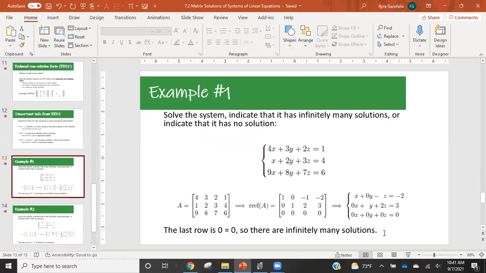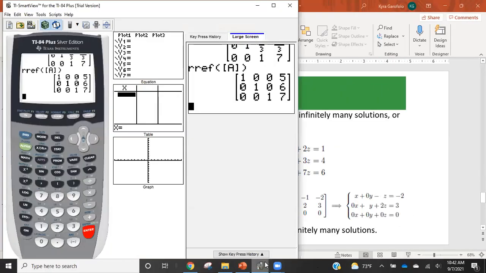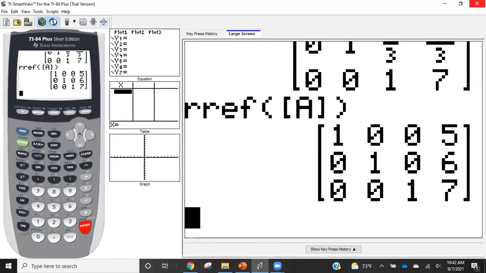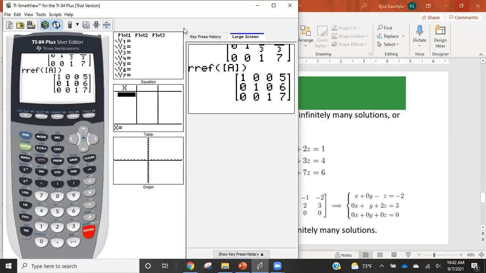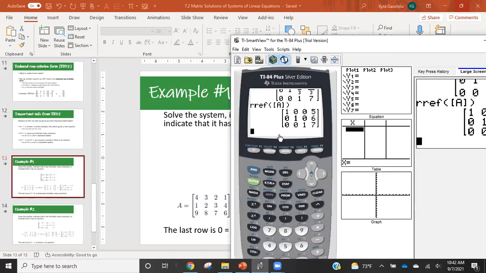I am going to take us to the calculator screen. Oh, that's not what I wanted to do. I was trying to hide what we have, but that's okay.